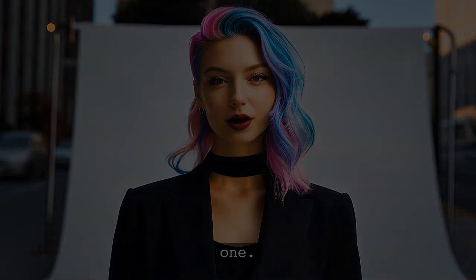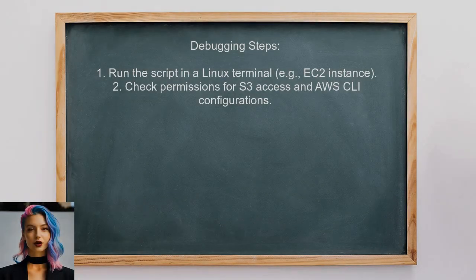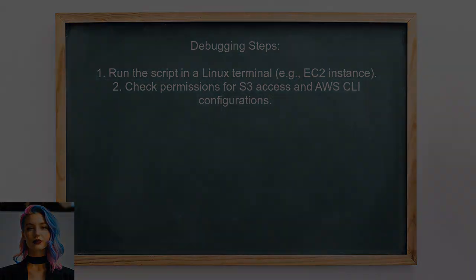Let's explore another one. One user shared their experience with a similar EMR bootstrap failure. They discovered that the error indicated a failure in the bootstrap action, often due to incorrect S3 file access credentials. They noted that even if the bootstrap action fails, the master node can still launch successfully. For debugging, they recommend two key steps. First, run your bootstrap script in a Linux terminal, like on an EC2 instance, to identify any failures. Second, check permissions for all resources being accessed, especially S3 buckets, and ensure your AWS CLI is configured correctly.